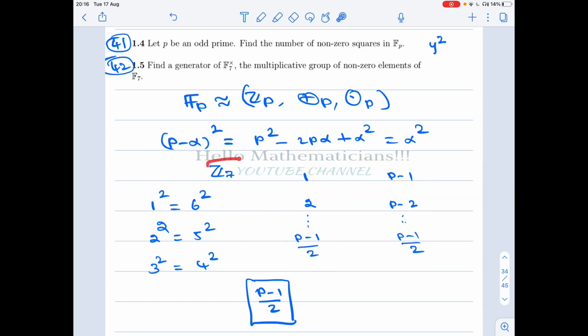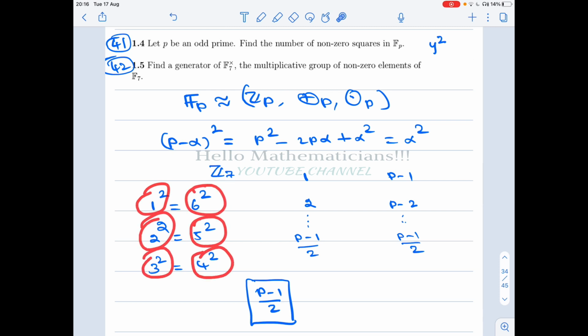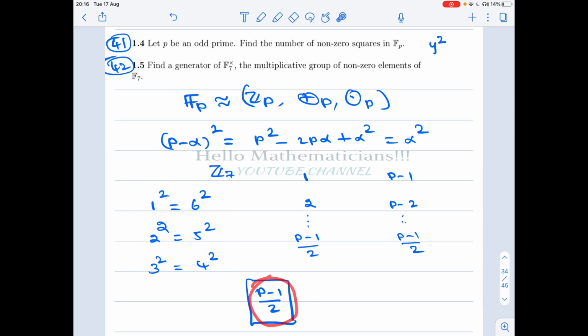If you want an example, take Z7. Then 1 square equals 6 square, 2 square equals 5 square, 3 square equals 4 square. Therefore 7 minus 1 by 2 is 3. So the only distinct square numbers are 1 square, 2 square, 3 square. There are only 3 square numbers. Therefore, the answer is P minus 1 by 2.